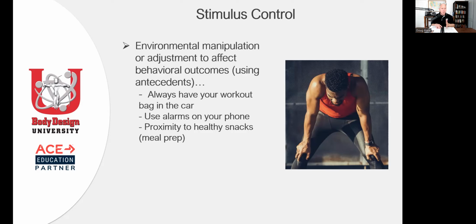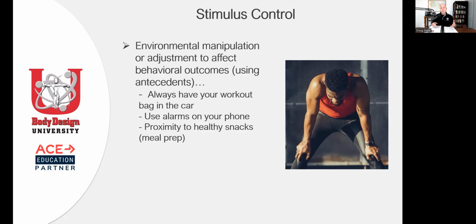It's eating multiple meals during the day. This is meal prep, proximity to healthy snacks. If you go hungry, you're going to make dumb decisions, right? You're going to go out and overeat. Here's a stimulus control scenario: the trigger or the antecedent is to have a meal ready and prepared for you. That's what meal prep is all about.